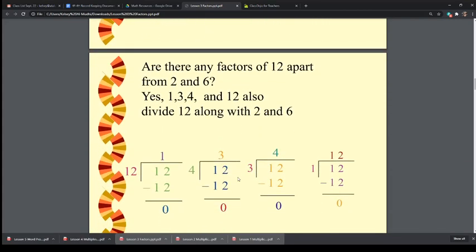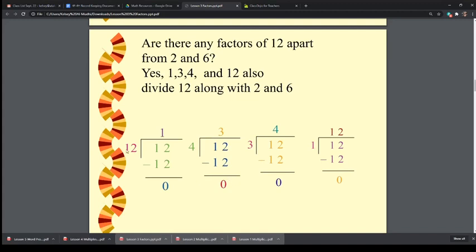Are there any factors of 12 apart from 2 and 6? Yes. 1, 3, 4, and 12 also divide 12 along with 2 and 6. So again, you can see here 12 divided by 12 equals 1 with 0. 12 divided by 4 is 3 with a remainder of 0. 12 divided by 3 is 4 with a remainder of 0. And 12 divided by 1 is 12 with a remainder of 0.